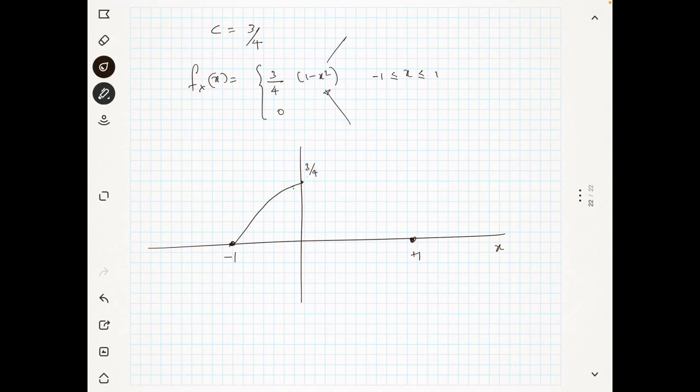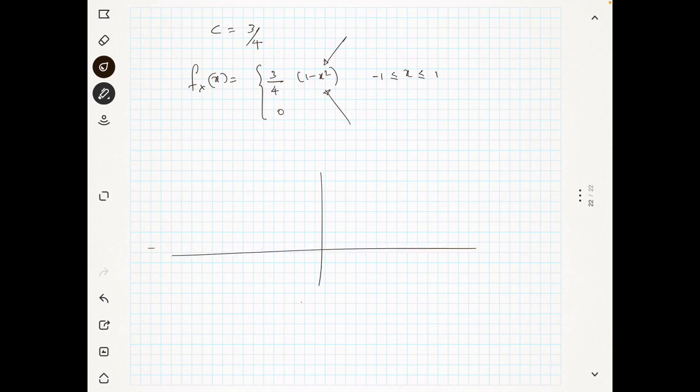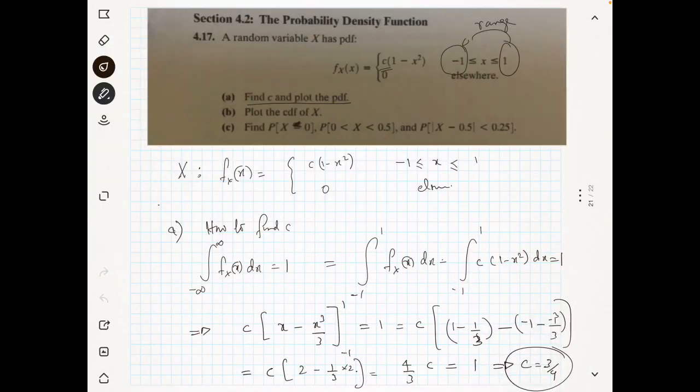and this is a second degree equation. So you can see it is having a bending and it will be symmetric anyway. Minus 1 and 1, it will be looking like this. This is 3 by 4, looking like this. Okay, and sorry, this is your x and this is your fx of x. Okay, that's it. So this is the first part of the problem, to plot it. The first part is over.